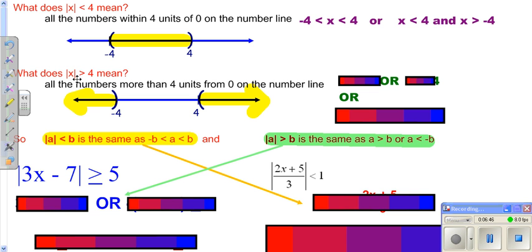What does absolute value of x being greater than 4 mean? It means all the numbers more than 4 units from 0 on the number line. Because once again, absolute value is distance away from 0 on your number line. So it's everything more than 4 units away, because 0 is right here in the center, so you've got to be more than 4, so that would be up here or down here. Well, you could write that as either x is less than a negative 4, that would be this region, or x is greater than a positive 4, that would be this region.